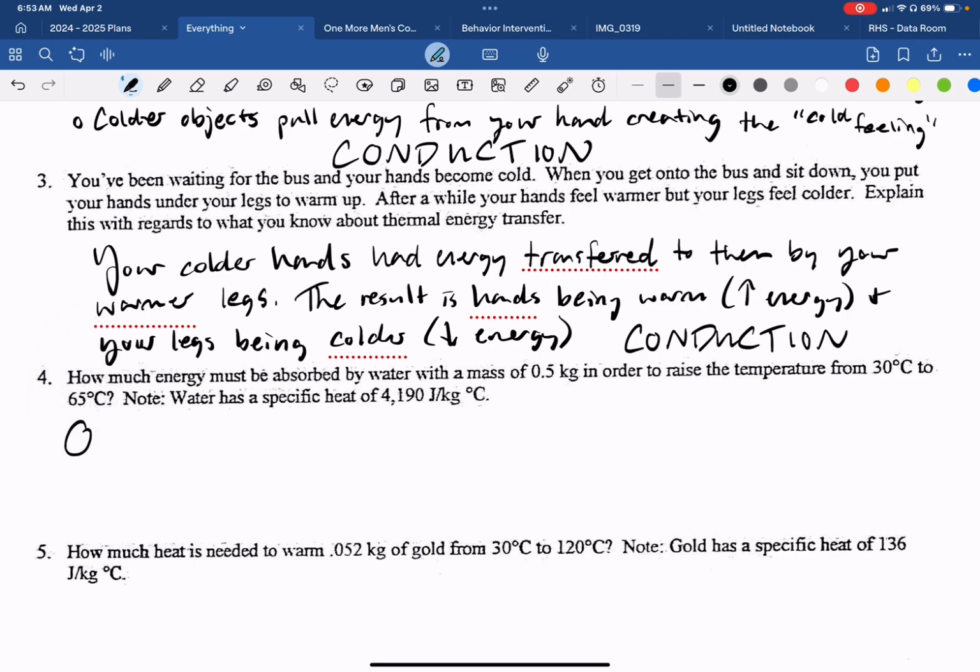All right, so here's our specific heat formula. This will be provided for you on the test. Q equals mcΔT. Q is the amount of heat absorbed or lost. m is mass, c is your constant for specific heat, and ΔT is the change in temperature. So here, the mass of our water is 0.5 kilograms.